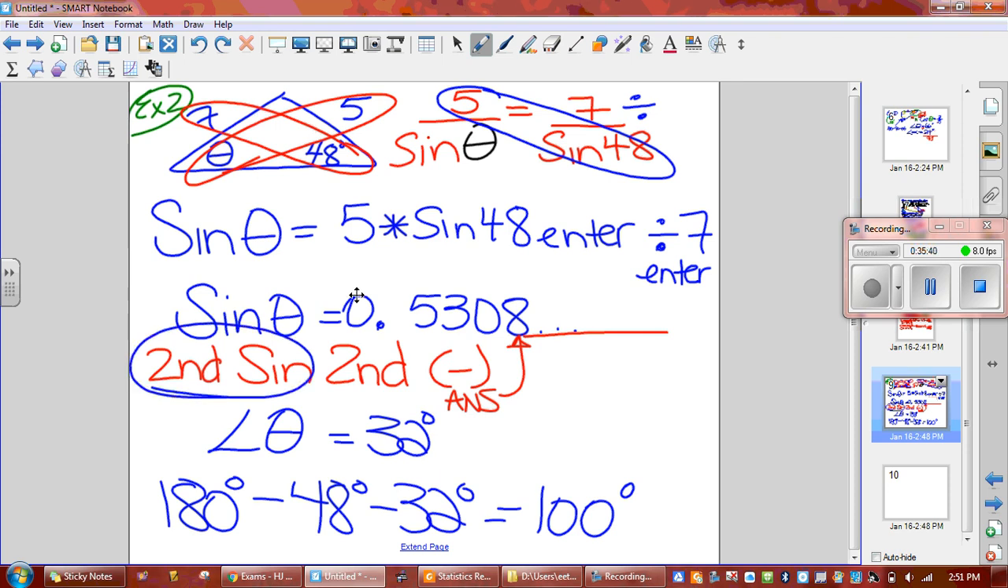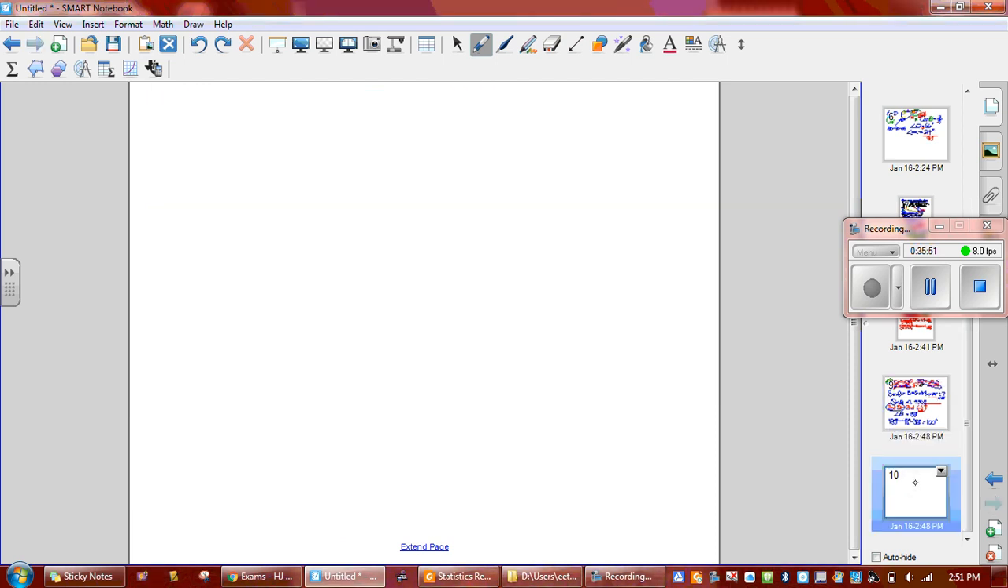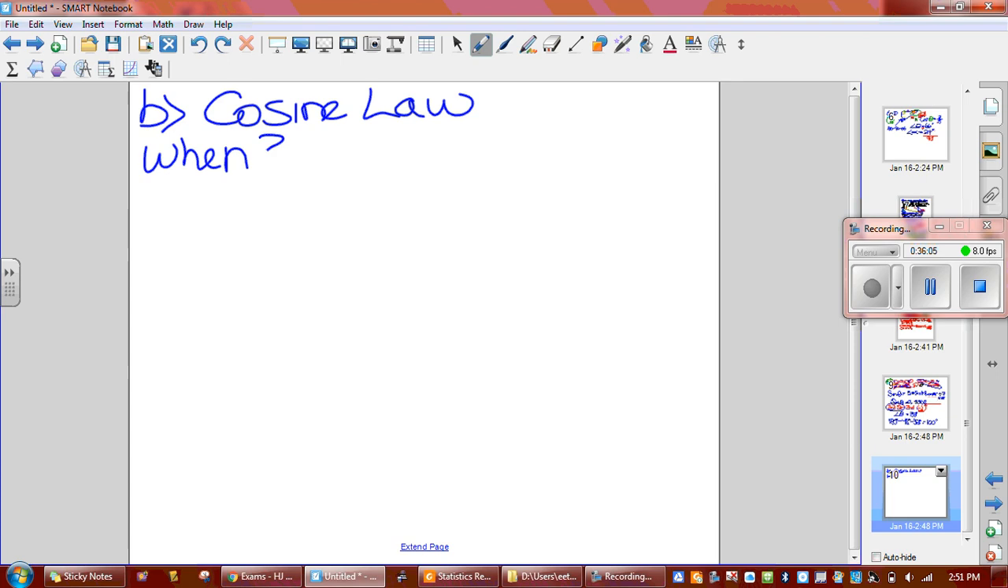Now we're going to take a look at this cosine law. So B, cosine law. Now, when do we use the cosine law? Well, we use it when we've got only sides and we're looking for an angle, so 5, 6, 7. Or we have no opposite pair, so no opposite pair of angle and side.